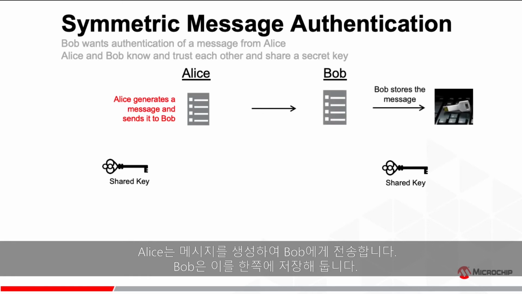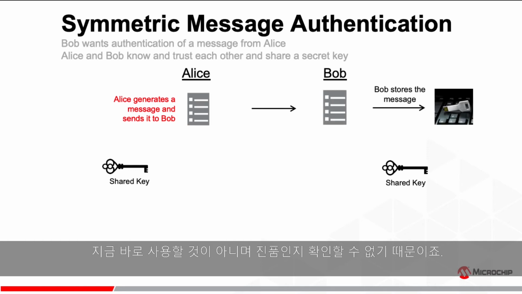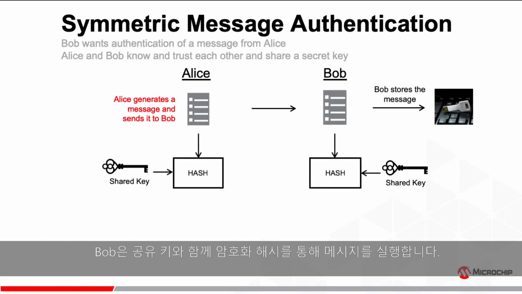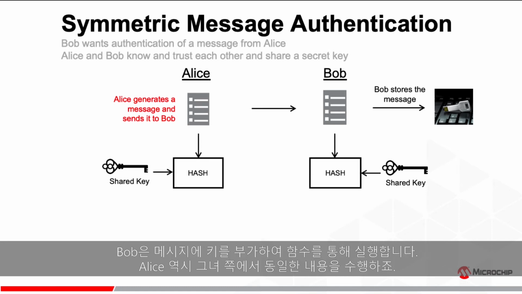Bob stores it on the side. He's not going to use it right away. He's not sure it's genuine. He runs the message through a crypto hash along with the shared key. He just takes the message, he appends the key to it, and then runs it through the function. Alice does exactly the same thing on her side.